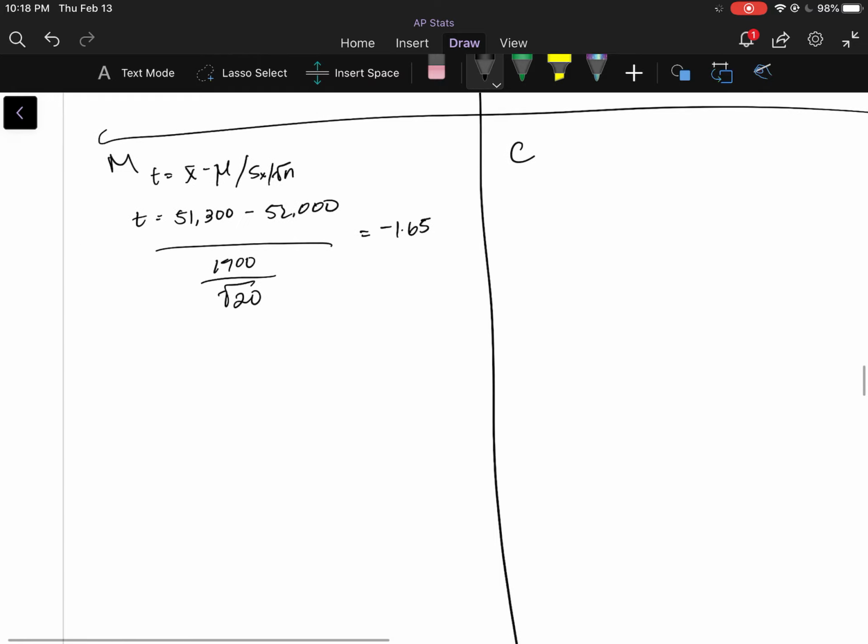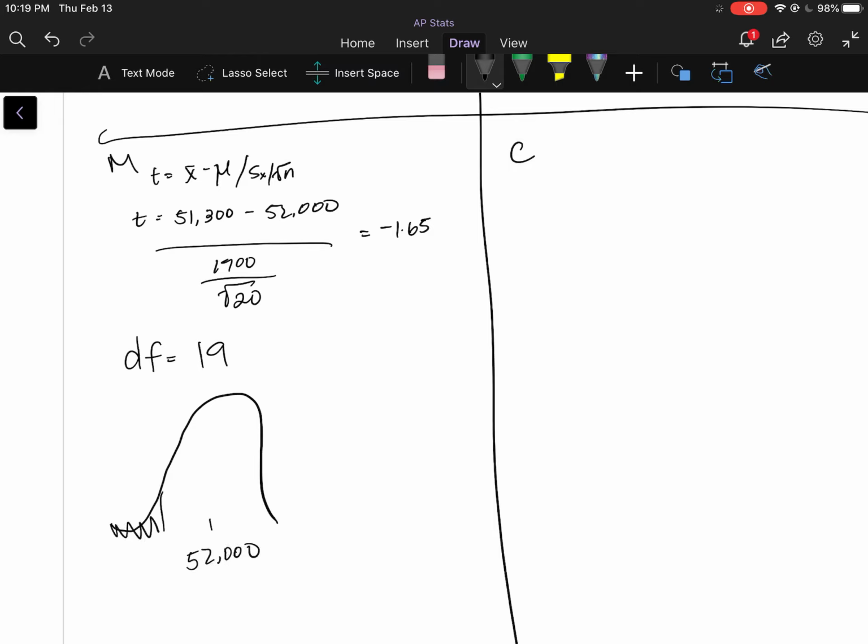Okay, moving back. So now I know what my t statistic is. I know that my degrees of freedom is equal to 19 because 20 minus 1 equals 19. I'm going to draw out my curve. So in the middle is going to be 52,000. I'm shading this way because my alternative hypothesis says that it's less. And I get a p-value of 0.0567, which is approximately 0.06.